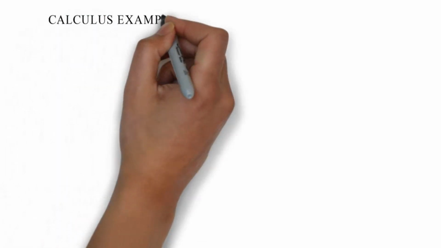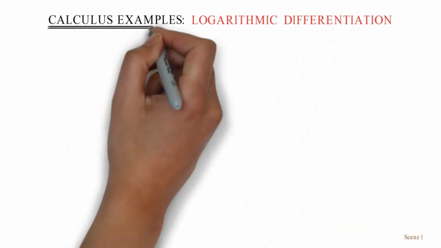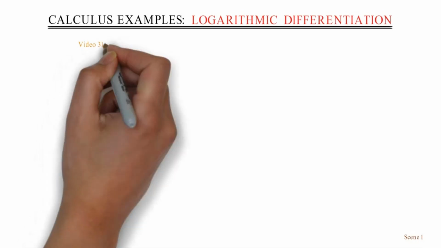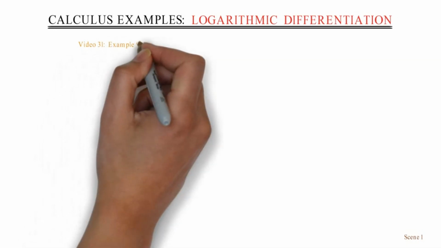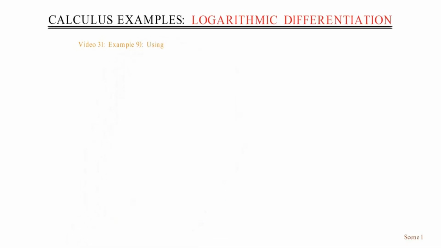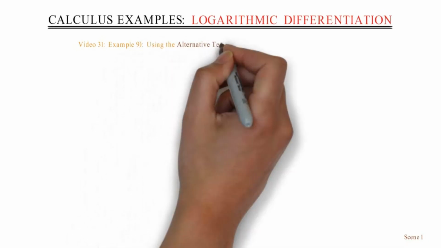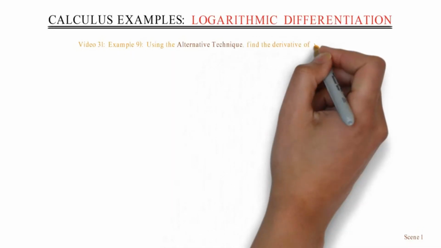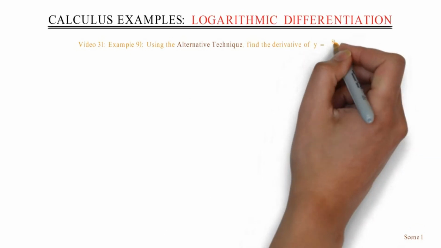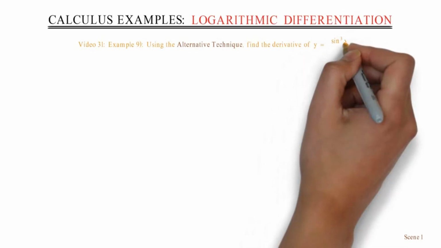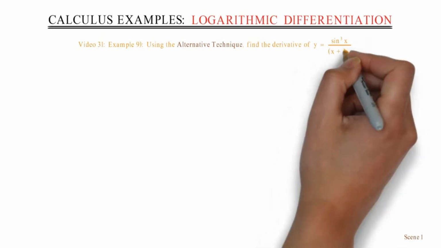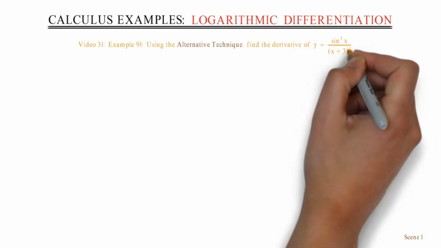Calculus examples, logarithmic differentiation. This is video 31, example 9. Using the alternative technique, find the derivative of y equals sine cubed of x divided by x plus 3 to the fourth.